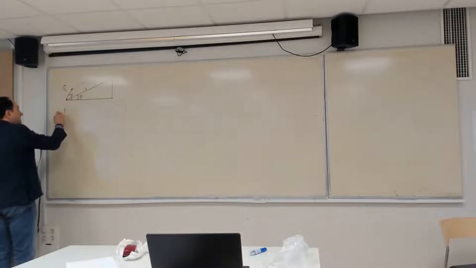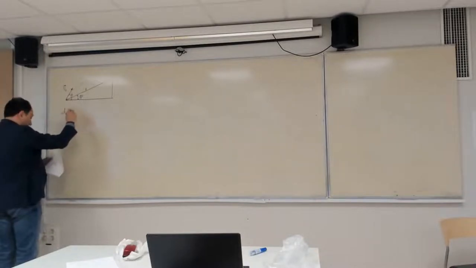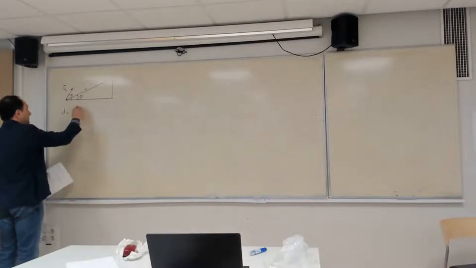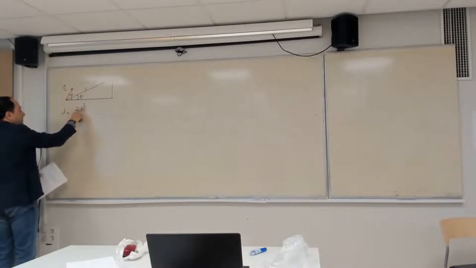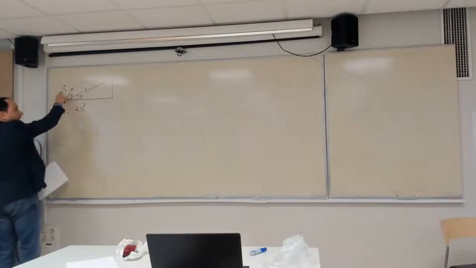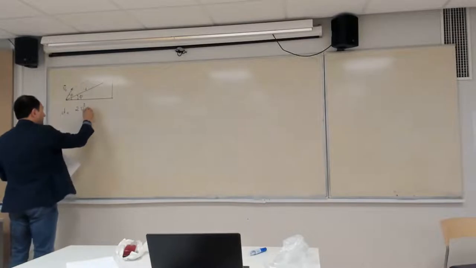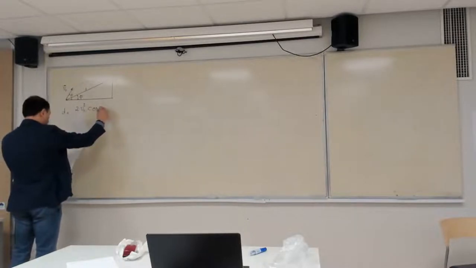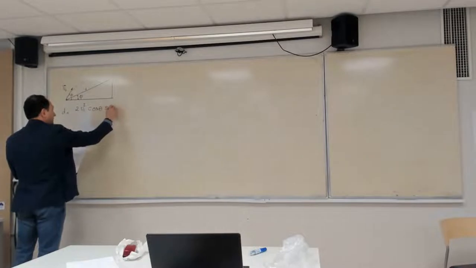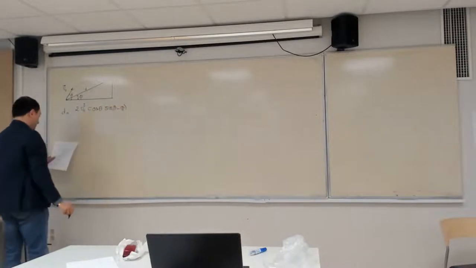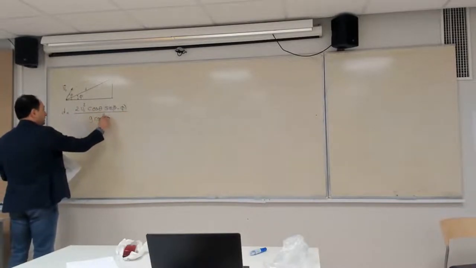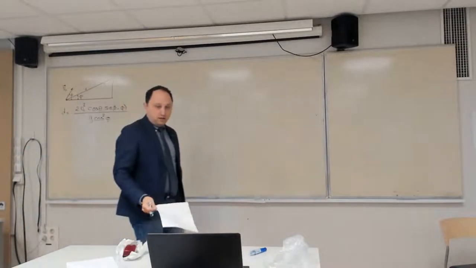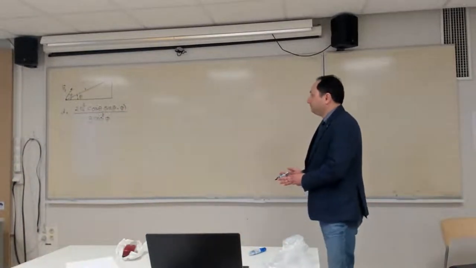You want to prove that d is equal to this formula, 2 v naught squared. So v naught is a vector, but when I write v naught squared, you cannot square vectors, you can square numbers. So this is the magnitude of that vector, okay? And then you have cosine theta multiplied by sine of theta minus phi, divided by g cosine squared phi. Okay, so we want to prove that under these conditions this will happen.